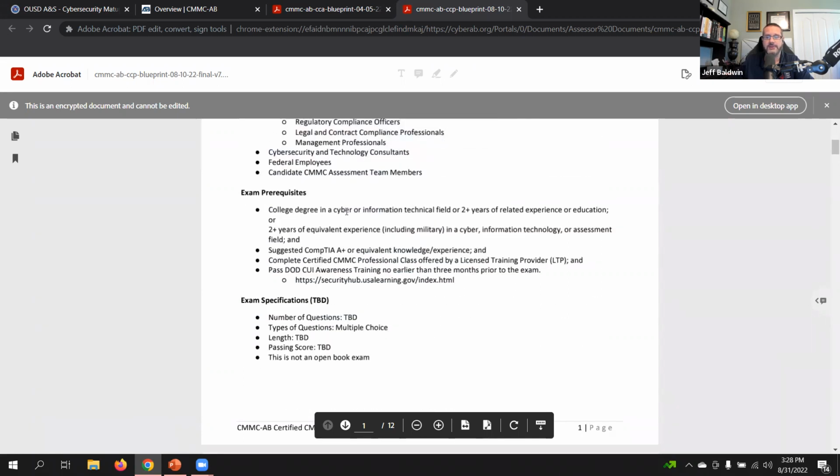Here are the exam prerequisites. It's asking for a college degree or 2 years experience, and they suggest you have an A+ or equivalent knowledge from CompTIA. One of the unique things about CMMC is that you are required to take a course from an LTP. You can't do a self-study. You can't just sign up and take the exam. In order to be eligible to take the exam, you have to be on a roster that's been provided to the Cyber AB by a licensed training provider.